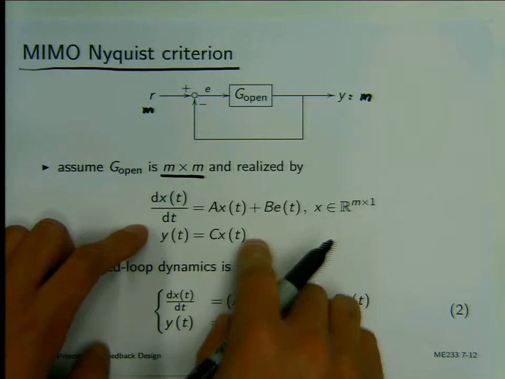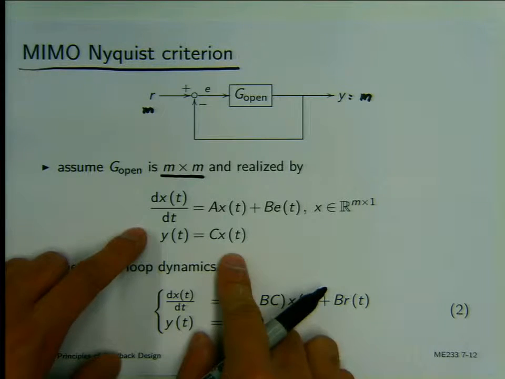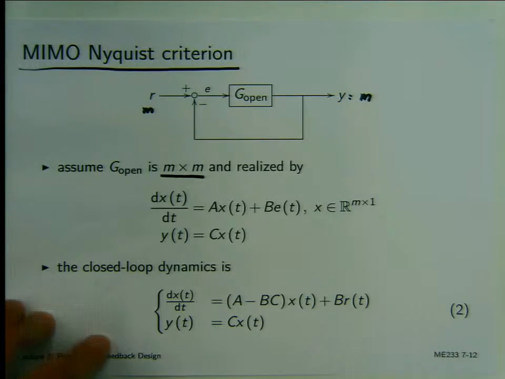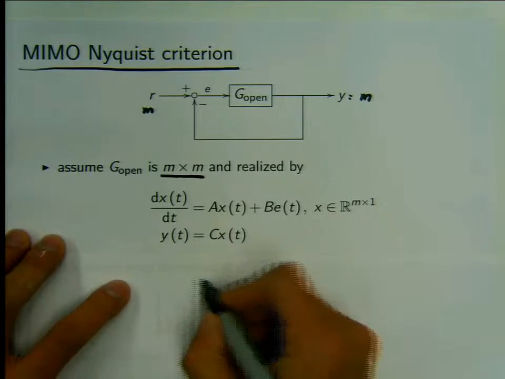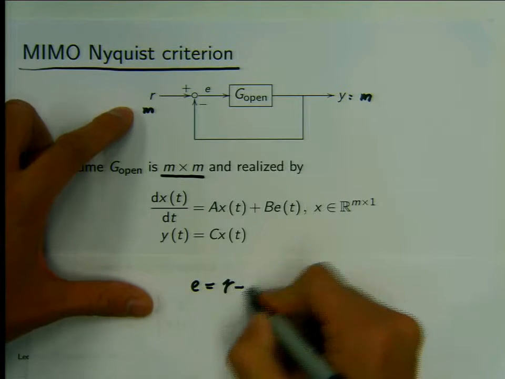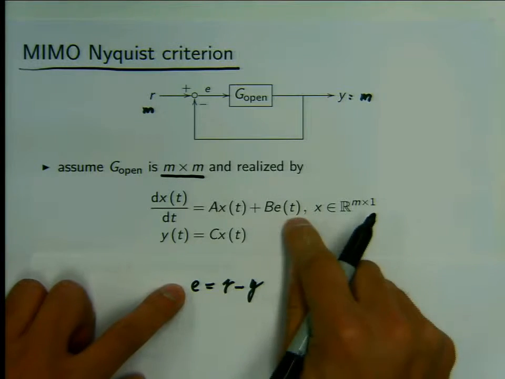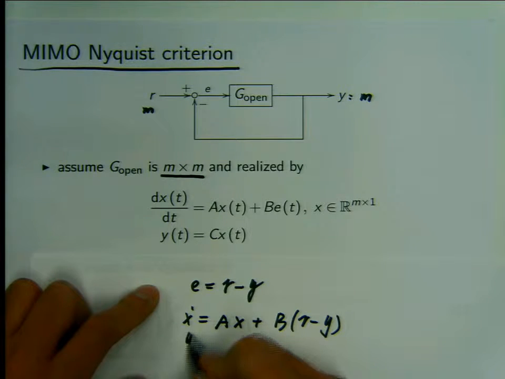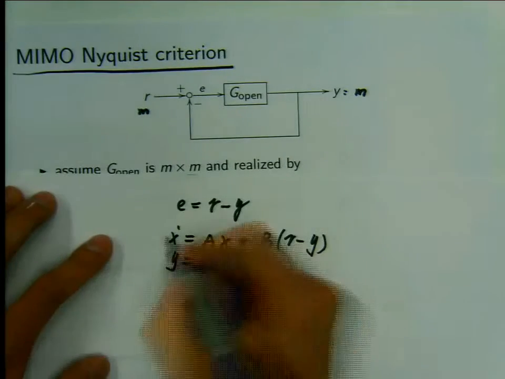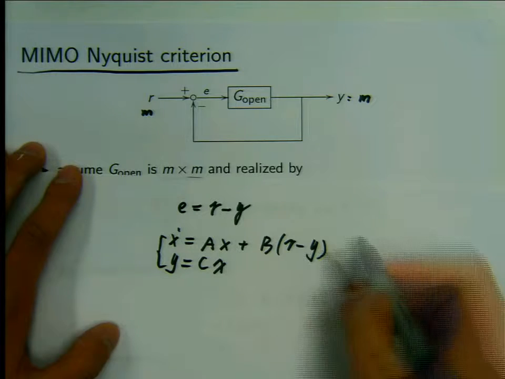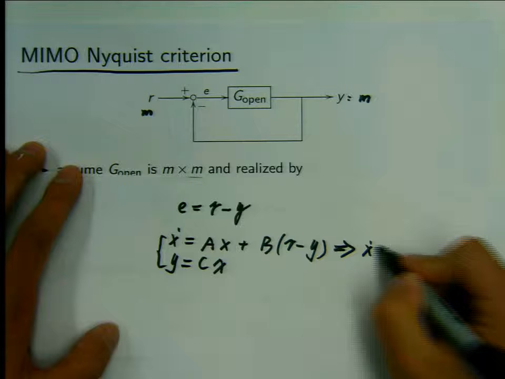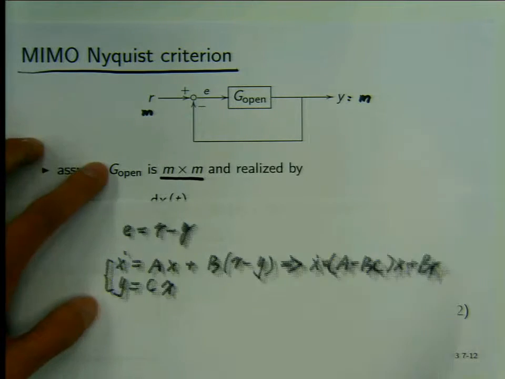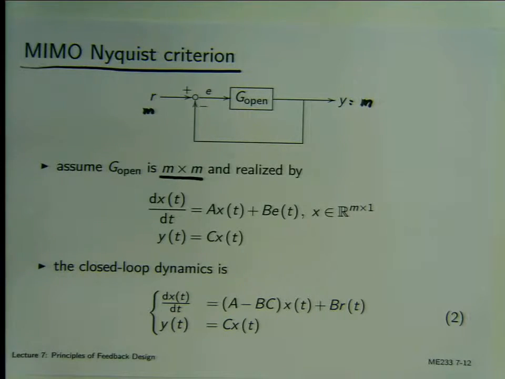Suppose the state space realization of this G open looks like this, a standard continuous time state space system. A, B, C are the state space matrices. Then you can very quickly derive the closed loop dynamics from this one. You see E equals R minus Y in this case. Put this equation inside here, you're going to get X dot equals AX plus B(R minus Y), and Y equals CX. You put Y equals CX into this equation, you're going to get X dot equals (A minus BC)X plus BR. So these are the closed loop state space matrices I have written down here. So this is the closed loop state space equations.